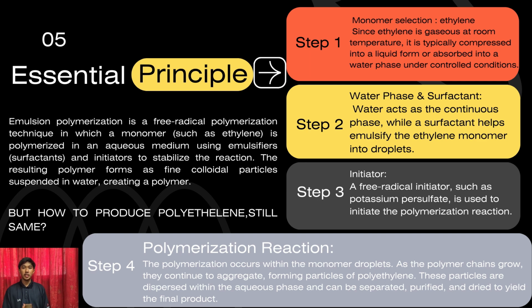The next step is step 3, initiator. A free radical initiator such as potassium persulfate is used to initiate the polymerization reaction. The last step is step 4, polymerization reaction. The polymerization occurs within the monomer droplets as the polymer chains grow. They continue to aggregate, forming particles of polyethylene. These particles are dispersed within the aqueous phase and can be separated, purified, and dried to yield the final product. So, this is the essential principle to form polyethylene by using emulsion polymerization.